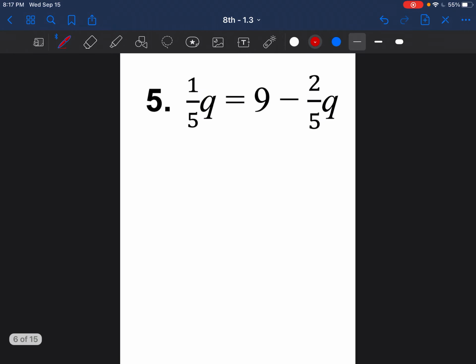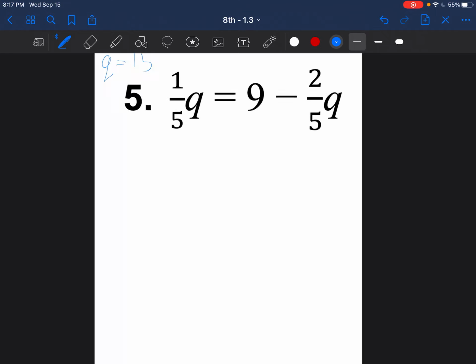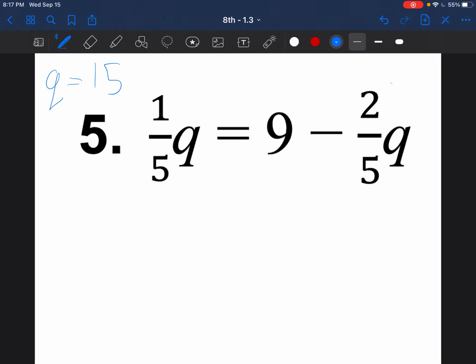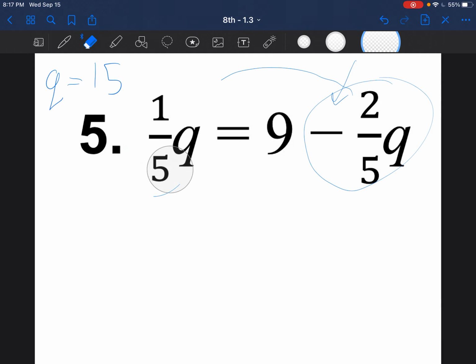Again, if you want to press pause and then answer, I'll give you the answer right now so you can do your work. Your answer should come out to Q is equal to 15. All right, let's try to show our work. So check this out, guys. We have this and then we have this. So we want to move it. Notice I see that's a negative variable, so I'm already thinking I want to move this on that side. Okay, so let's do that.